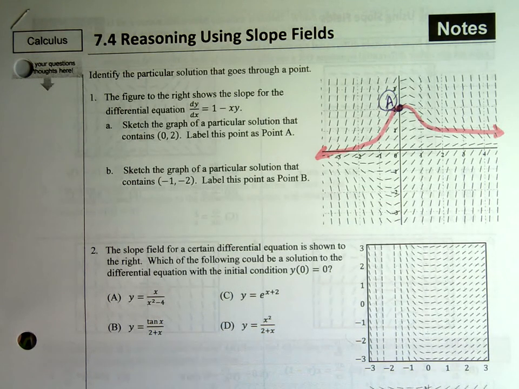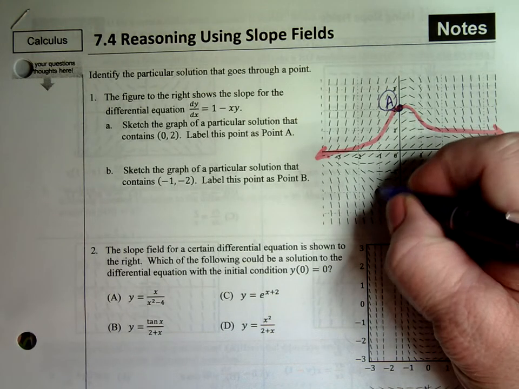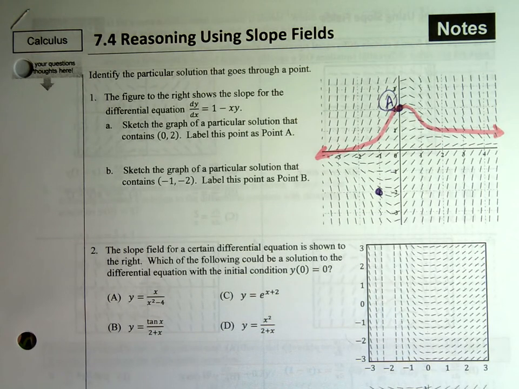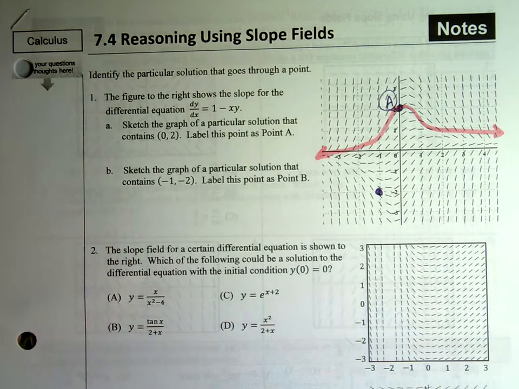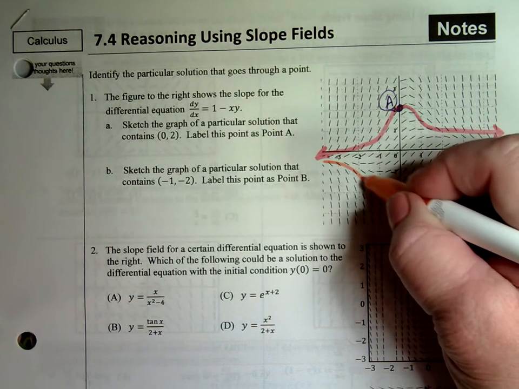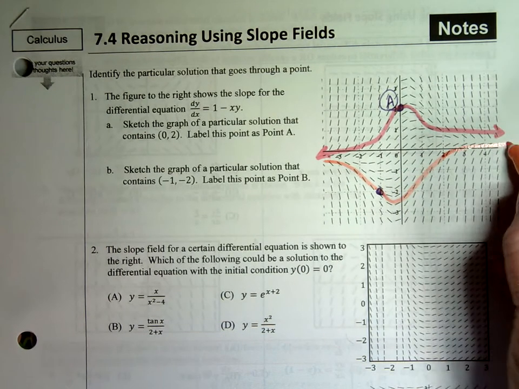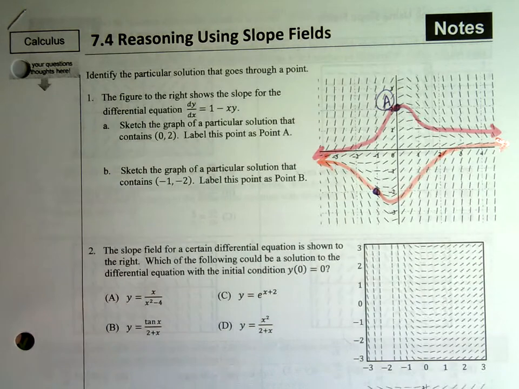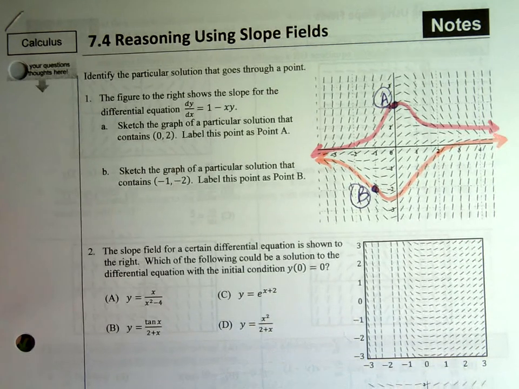Sketch the graph of a particular solution that contains the point -1, -2. All right, well, that's down in this neighborhood. Plot the point. Stay within the cattle chute and see if you can graph that particular graph. I can see it kind of comes down like this. Then it actually goes a little lower. And then it comes up and it horizontal asymptotes over this way. So there's what that guy would look like. Call that point B. That's all the first couple solutions want you to do.